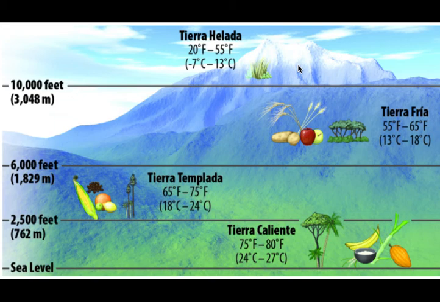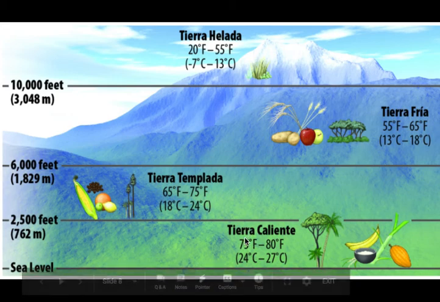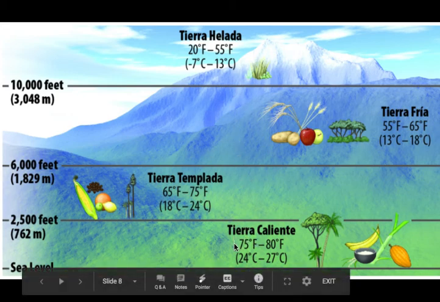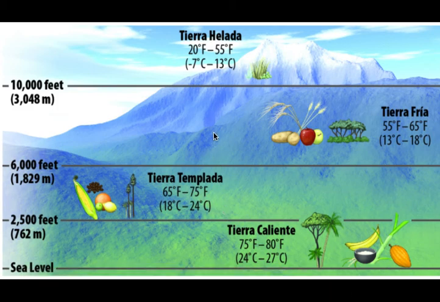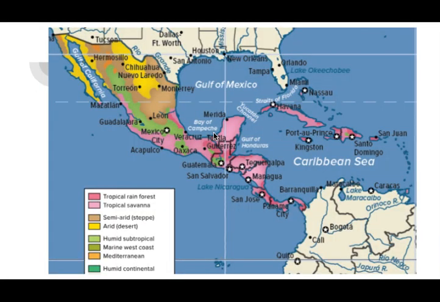Geographers also designate other vertical climate zones. Few human activities take place in what is the Tierra Helada, or frozen land. The vertical climate zones are more common in other regions of the Americas. So you've got this distinction between however high you are, the higher in elevation you are, the colder it gets. Now back to those climate zones.